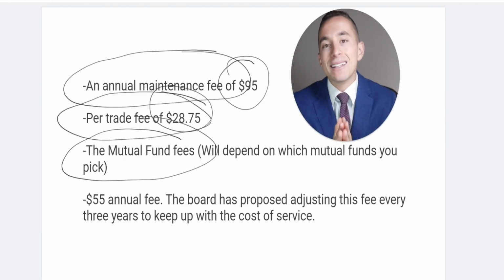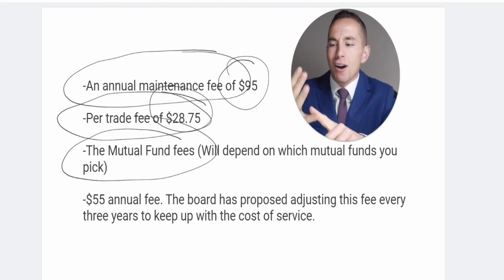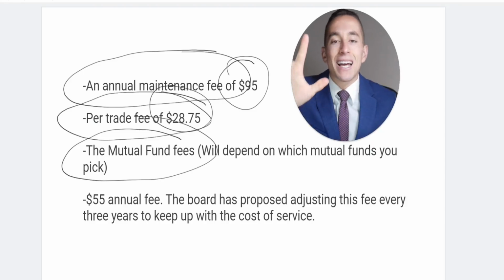For example, in the TSP right now, in the 5 core funds, the G fund, the F fund, the C, S, and I funds, all those funds, there's actually fees.